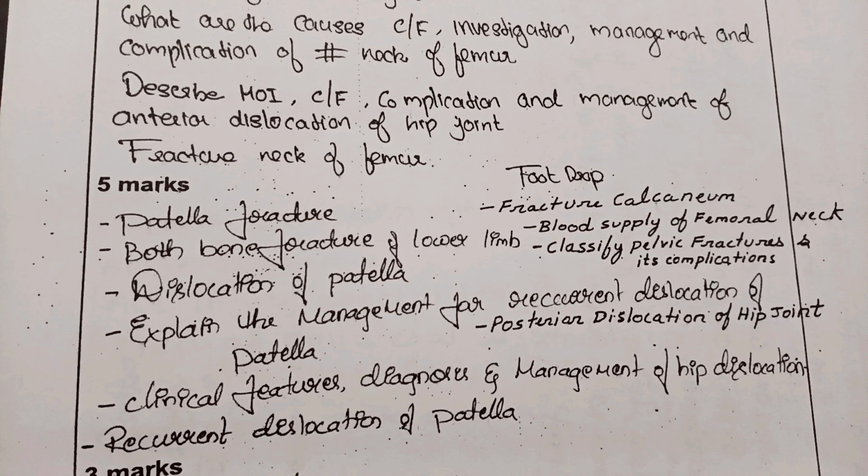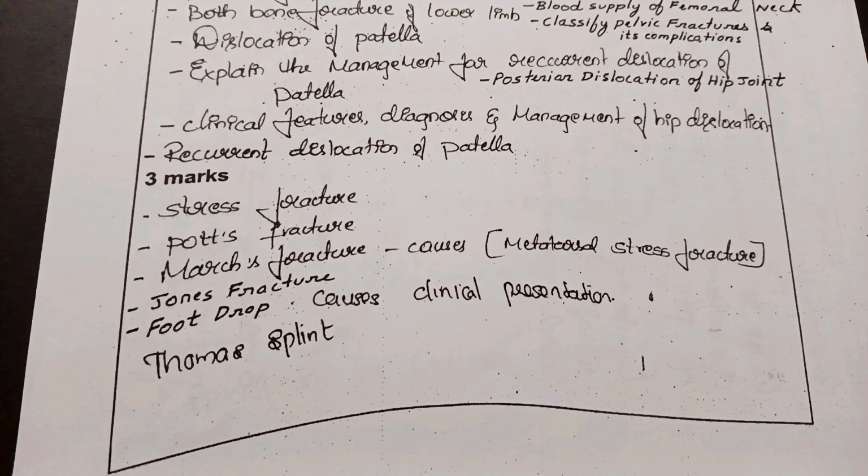Explain the management for recurrent dislocation of patella, posterior dislocation of hip joint, clinical features, diagnosis and management of hip dislocation, recurrent dislocation of patella, foot drop, fracture of calcaneum, blood supply of femoral neck, classify pelvic fractures and its complications. Now coming to the important 3 mark questions.